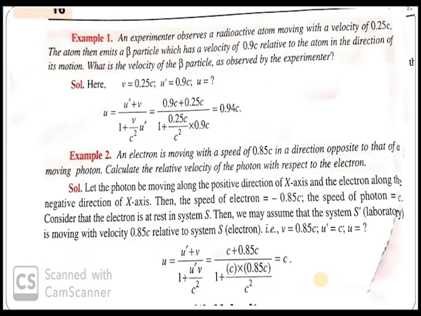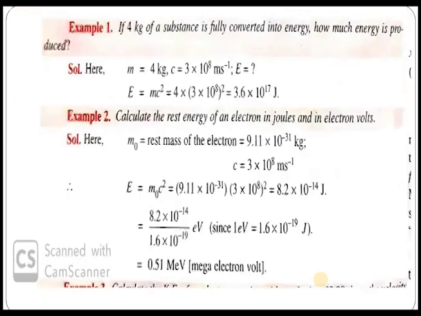Now, a problem from the mass energy relation. If 4 kg of substance is fully converted into energy, how much energy is produced? E is equal to mc². M is 4 kg. Therefore, energy is 3.6 × 10^17 joules.